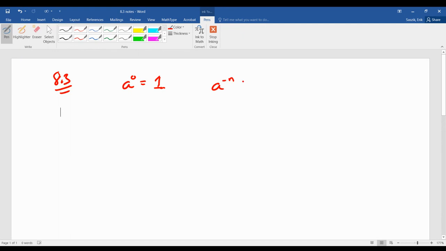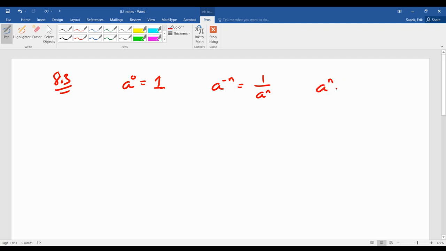Anything raised to the negative power gets moved, up or down depending on where it is. The exponent moves with it and becomes positive. So there's a couple rules that we've been dealing with. Now we're going to add a third rule to that.